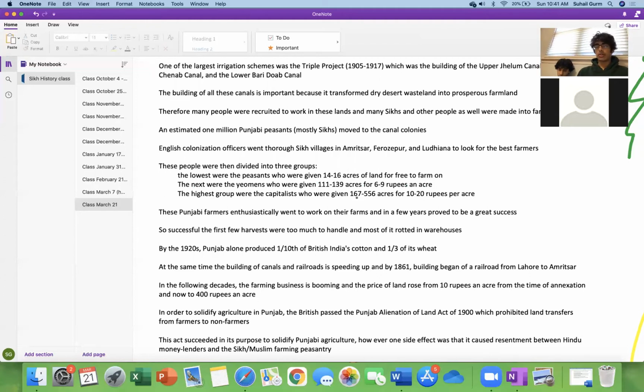There's a big range here, 167 to 556. So like a couple hundred acres for 10, 20 rupees an acre. So pretty much the farmers are divided up into these 3 groups, and given like a hierarchy. Okay, these farmers are better. We like this class of people more, so we're gonna give them more land. Peasants will give them a little less, but they can still farm, things like that.